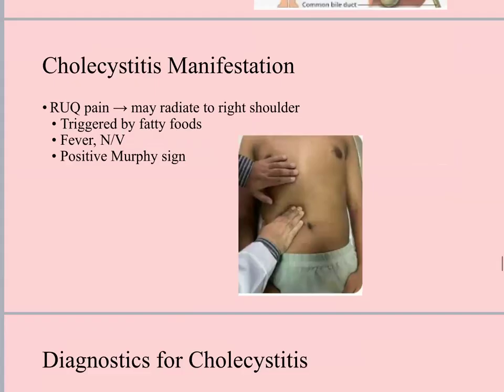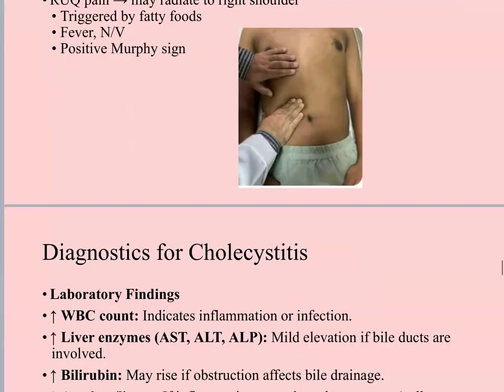So what this looks like is right upper quadrant pain, and the classic thing is it radiates to the right shoulder. So sometimes people have shoulder pain. Like I was saying, it's triggered by fatty foods, fever, nausea, and vomiting, and a positive Murphy sign. That is what that picture is depicting: pain on palpation of that abdomen.